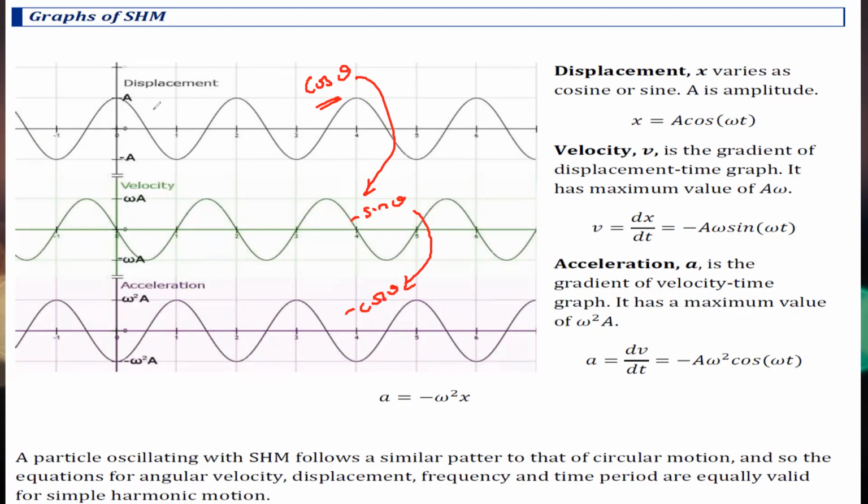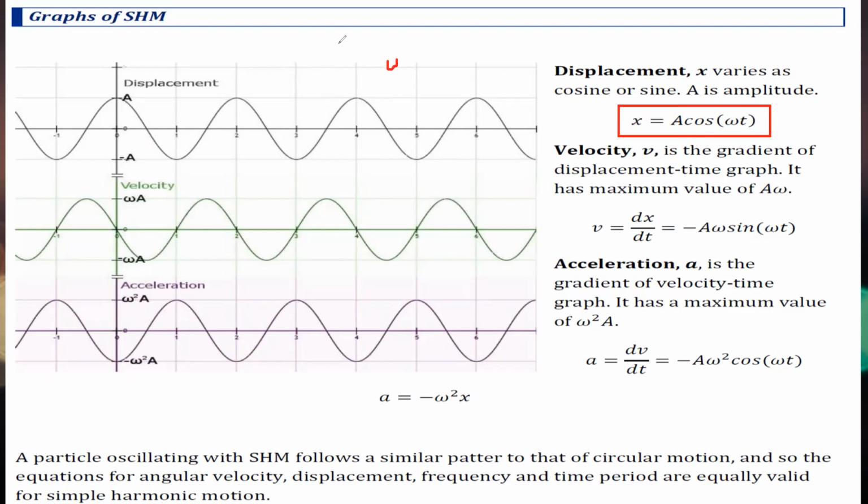So displacement and acceleration graphs are actually mirror images of each other. And the formula for displacement of an object performing a simple harmonic motion, from the graph, is x equals a cos omega t, where x is the displacement and a is the amplitude. Why is it omega t? Because it is cos theta, but omega is equal to theta divided by t, so theta is equal to omega into t. That's why it is written omega t. So in place of theta, they write omega t.